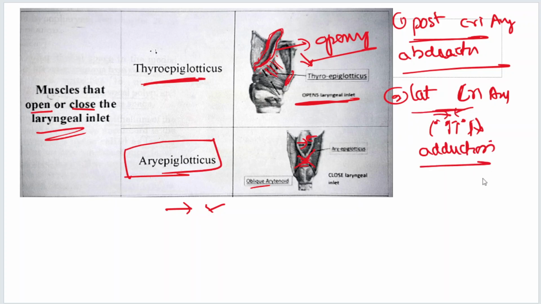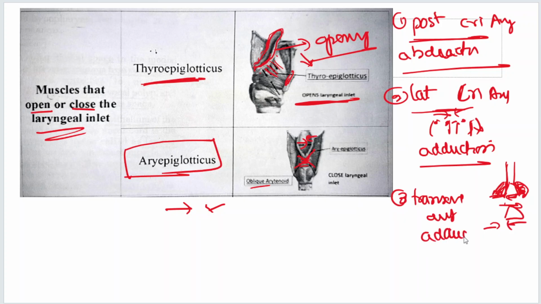When lateral cricoarytenoid contracts, there is still this part of the vocal cord, the cartilaginous part, that is far away from each other, so that the triangle part is still left open. Now that is closed by the transverse arytenoid. Transverse arytenoid will bring both the arytenoids together, causing adduction of the vocal cord.